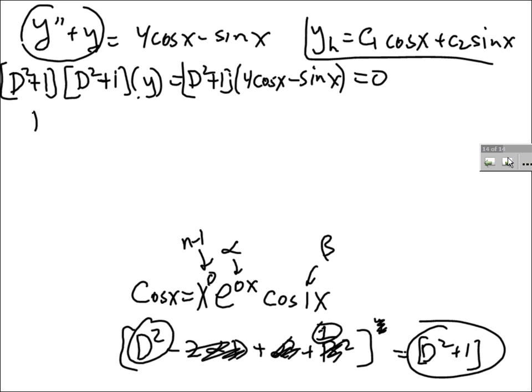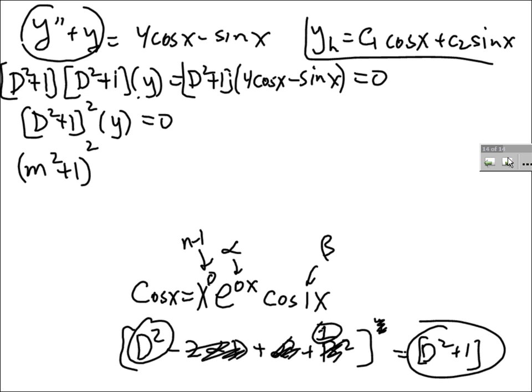The left side is really D squared plus 1, squared, on y is 0. That is, m squared plus 1, squared, gives us 0. Okay, so that means that m squared plus 1 is 0, and we just did it. That means that m is 0 plus or minus 1i. But the multiplicity is 2.